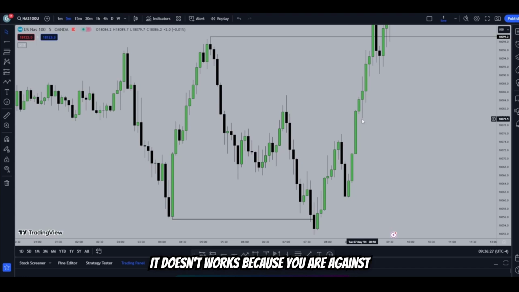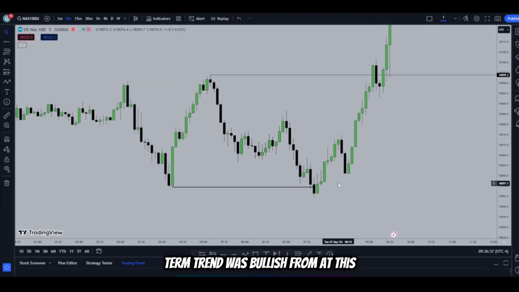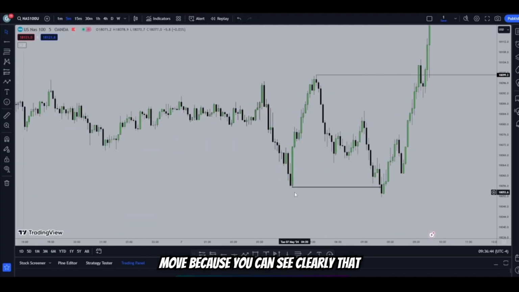It doesn't work because you're against the bias, against the order flow, or against the short-term trend. When price went down and took this low, the short-term trend was bullish from this moment, from 740. You should not look for a bearish move, because you can see clearly that price went up and made a breakout structure over here.